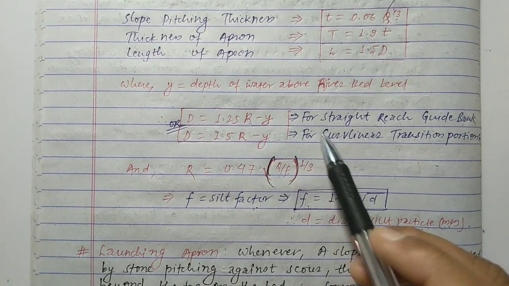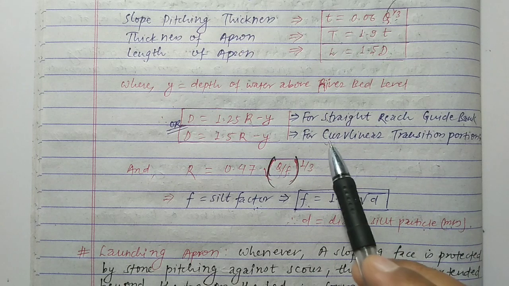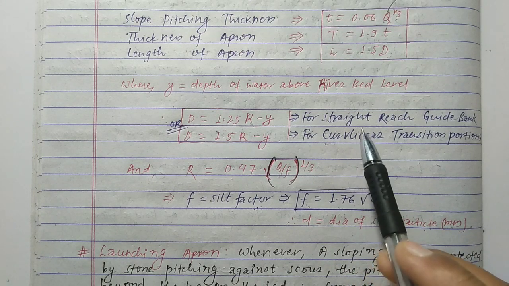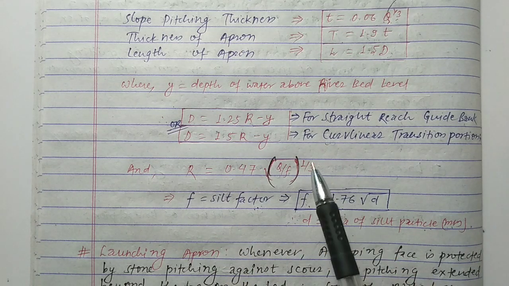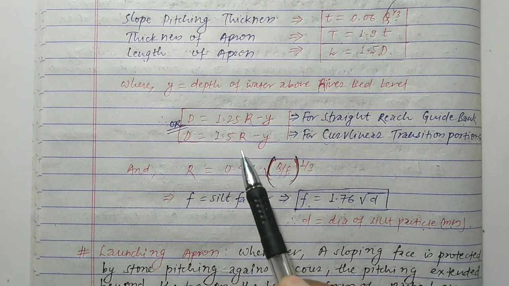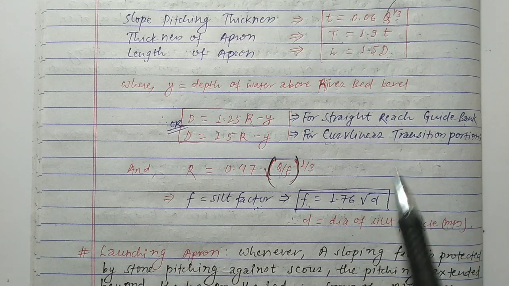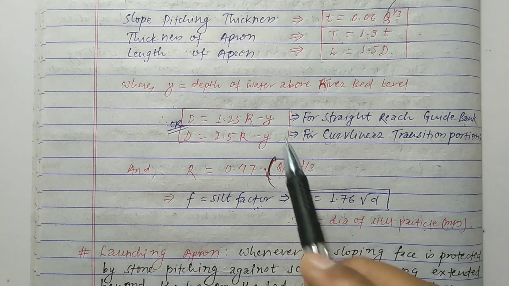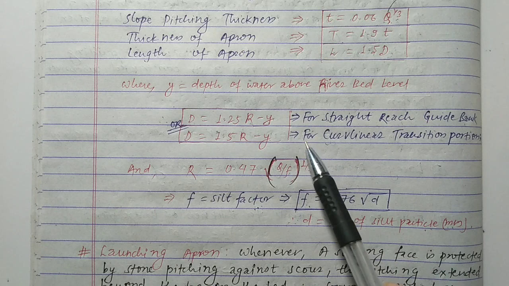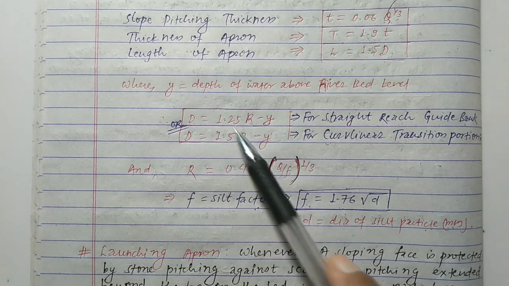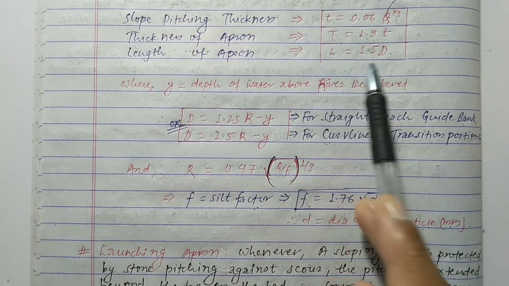Okay, and when we use this or when we use this depends on the question. Whenever the question provides a straight reach guide bank, then we have to use this formula, and whenever the question says curvilinear transition, we have to use this formula, and if the question does not mention it, then we have to provide both. Okay, we have to provide both, and using these two different values of D, we have to calculate the length of apron, also two values.